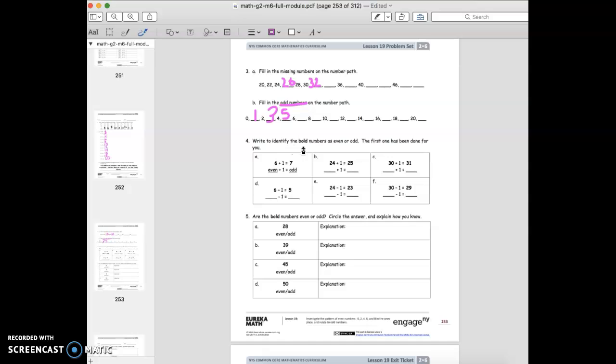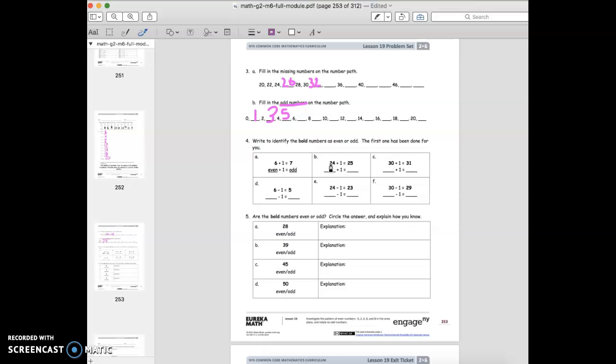Write to identify the bold numbers as even or odd. The first one has been done for you. So it says 6 plus 1 equals 7. An even number, because 6 is an even number, we get there by counting by twos, plus 1, 6 plus 1 equals odd.